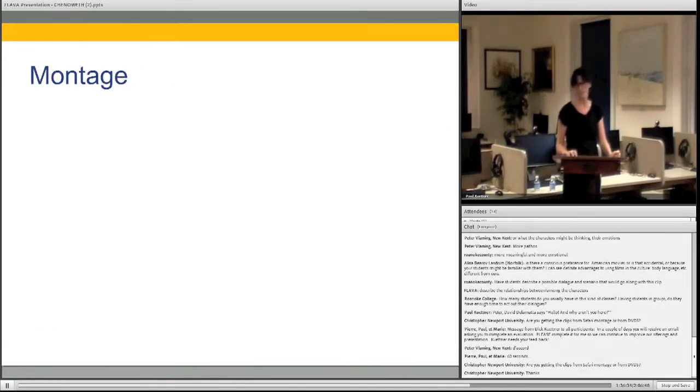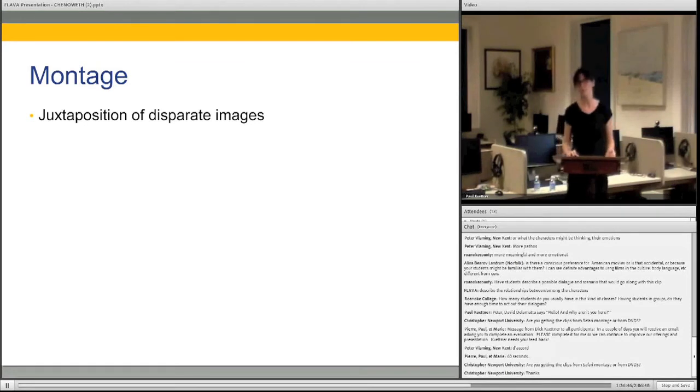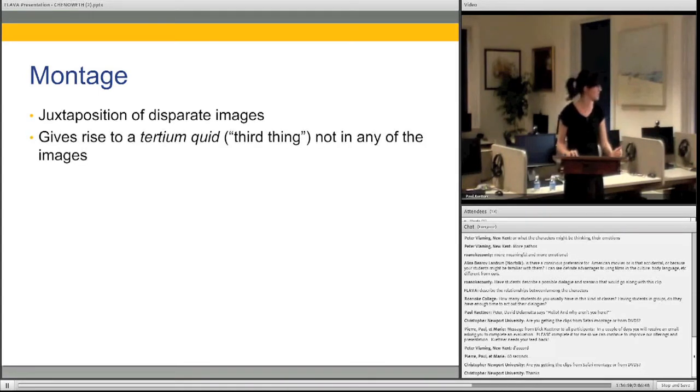Now, when I say montage, we're not talking about the scenes in films like the Rocky training montage or the Pretty Woman shopping montage. We're talking about an editing principle innovated by mostly Soviet film theorists in the 1920s. Right? And it's the juxtaposition of disparate images. So this is distinct both from continuity editing and from discontinuity style editing.